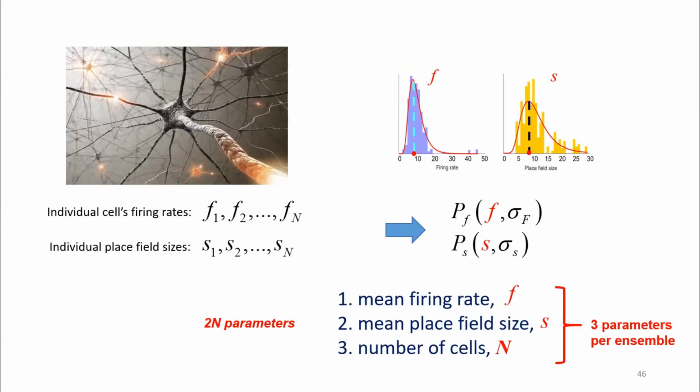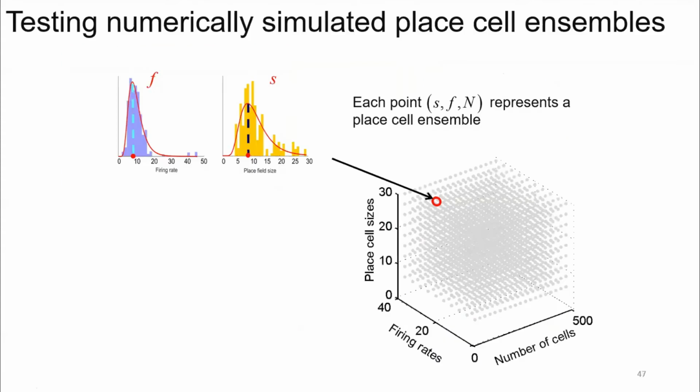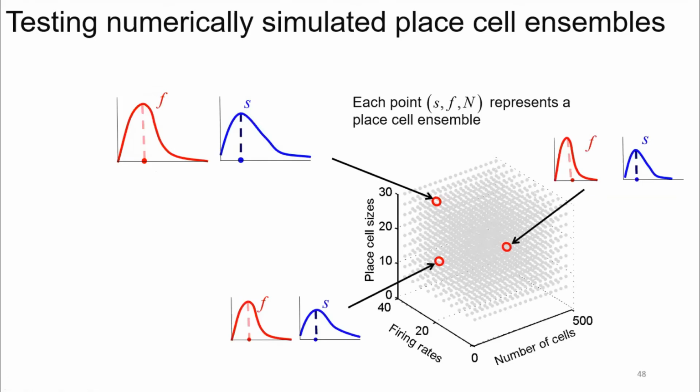So with this shift, we're now talking about just three parameters, a three-dimensional parameter space, which is kind of manageable. And so every ensemble of neurons is going to correspond to a point in this three-dimensional parameter space. And what I can do is test different place cell ensembles by moving in this parameter space.